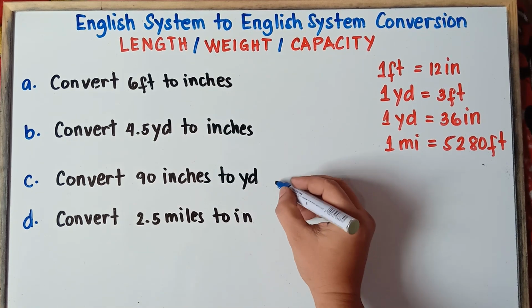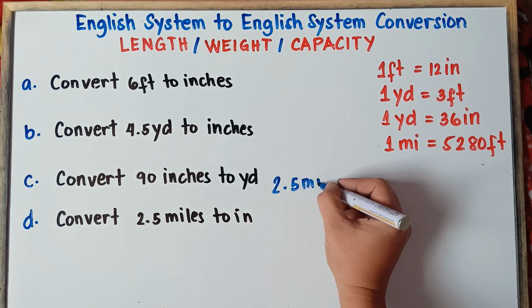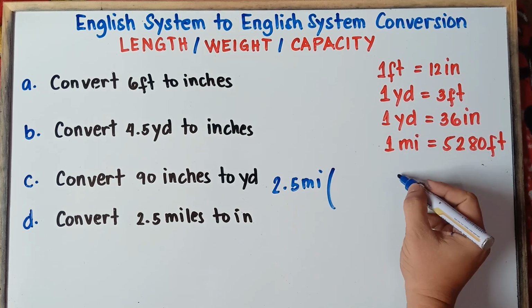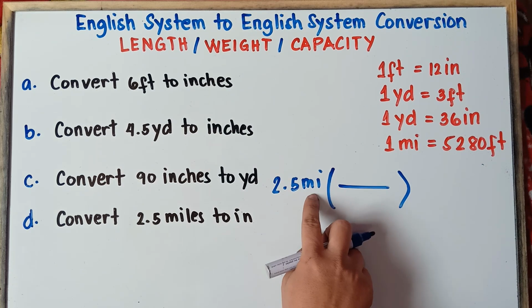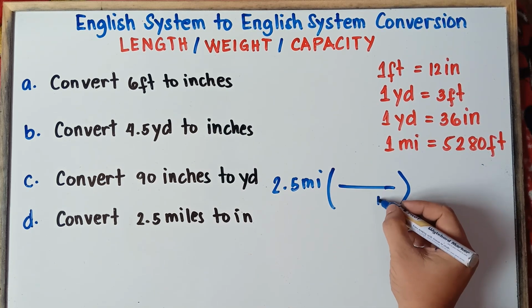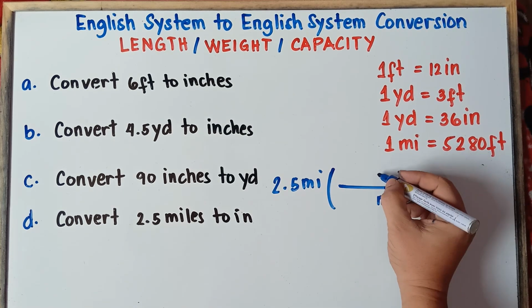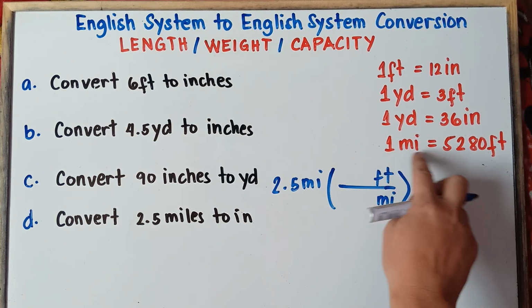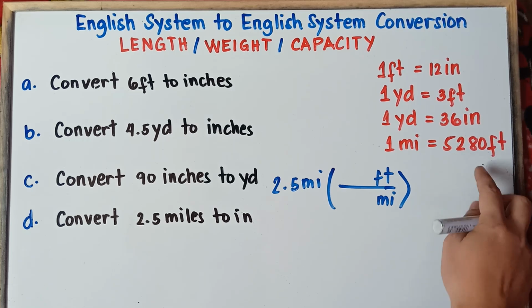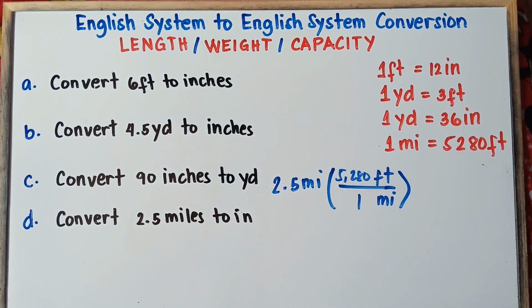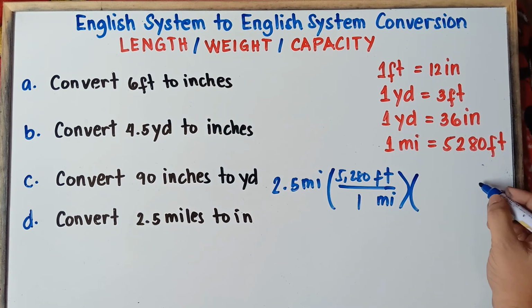Letter D. So copy the given 2.5 miles. Once again, class, we convert first miles to feet and then feet to inches. So you put parentheses. Alright, so if this is miles, the unit on the denominator must be also miles so that we can cancel out the units. And then we convert miles to feet first. And then this will be feet. And then 1 mile is equal to 5,280 feet. And then we convert feet into inches. So therefore, class, we need to add another parenthesis. We convert feet into inches.